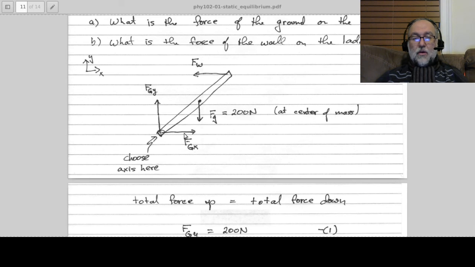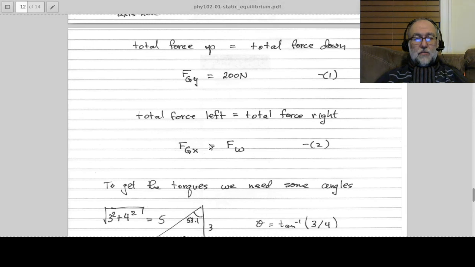There's just the ground here to the right and the wall to the left. Okay, so F capital GX must balance FW. All right, and there's another equation. We'll call that equation number two. And we can't get any further than that. All right, we can't go any further.